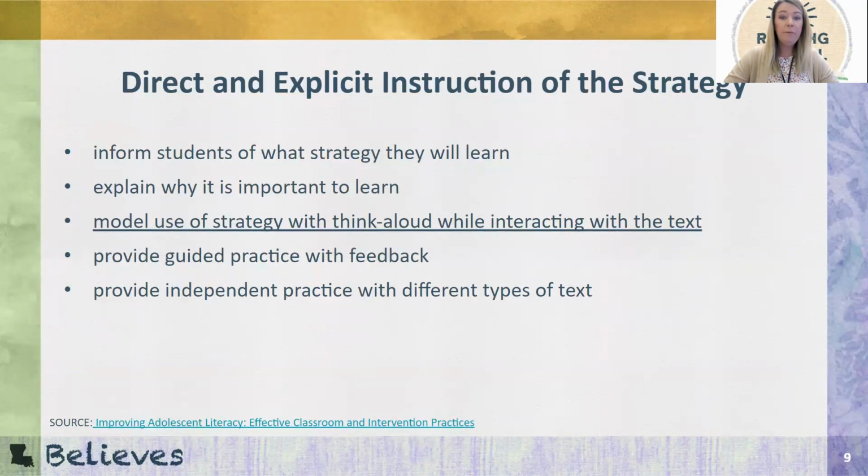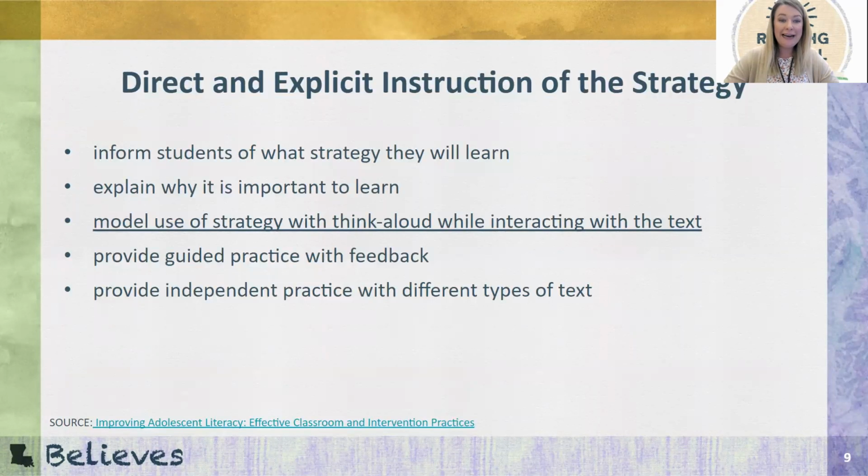The most important thing about direct and explicit instruction is to model the use of the strategy with the think aloud while interacting with the text. It's really important that the students see the text. They almost see your thinking through the words that you're using. And if you have to even make some notes on the text, if you're using an Elmo or a Promethean board, it's important that they see your thinking so they can duplicate that same thinking later when it's their turn to independently use the strategy.